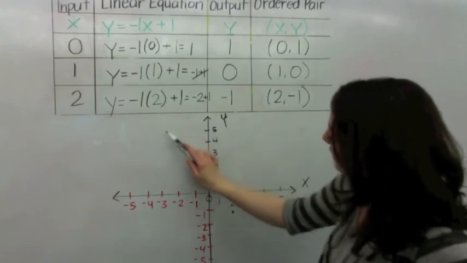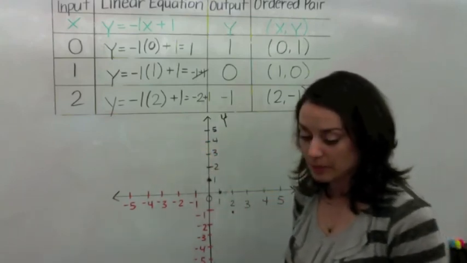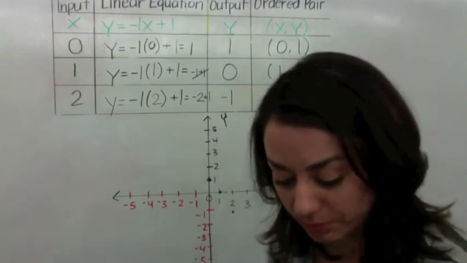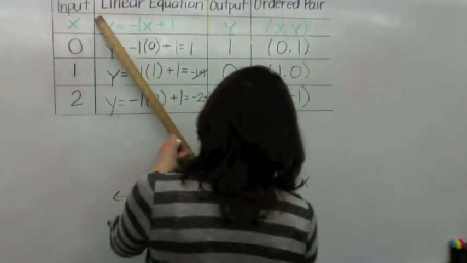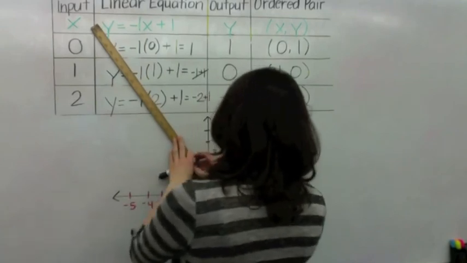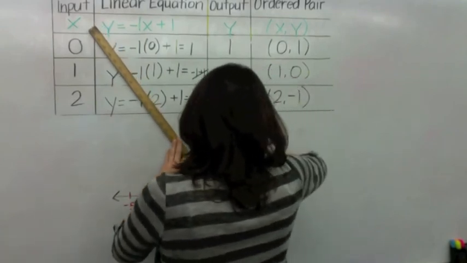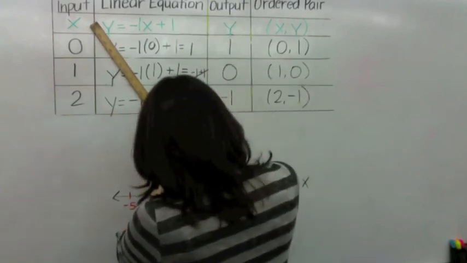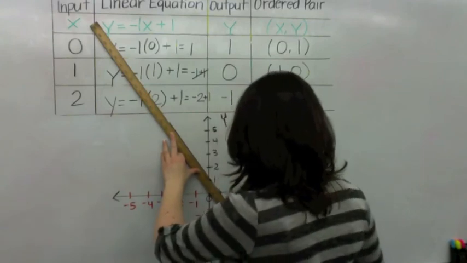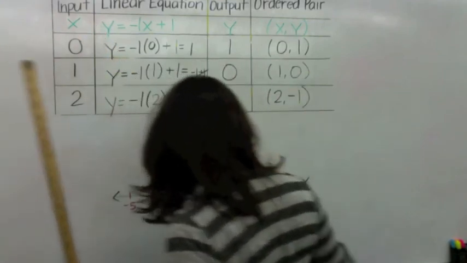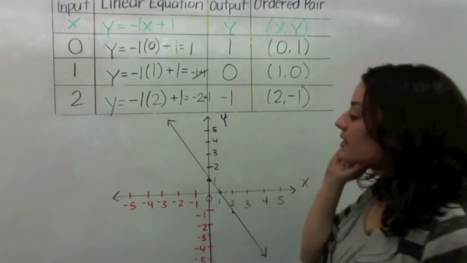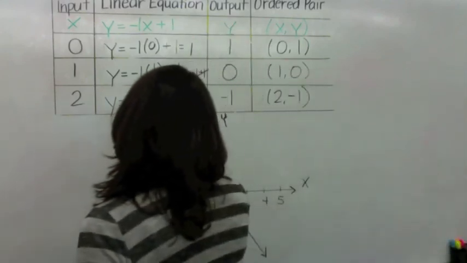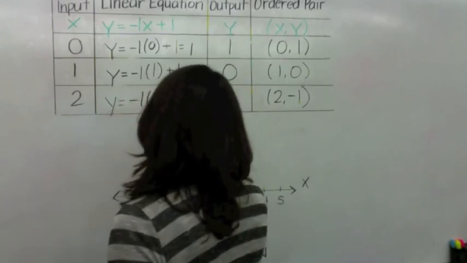Now you can tell they're going down, and we'll talk about that a little bit later because that means it has a negative slope. Okay, we'll talk about slope tomorrow. But for now, all you have to do is connect the dots like so, because these 3 dots make a line. They make a what? A line. And the line you can see is going down. What's the last thing you have to do? You have to write the equation. So the equation is y equals -1x plus 1.